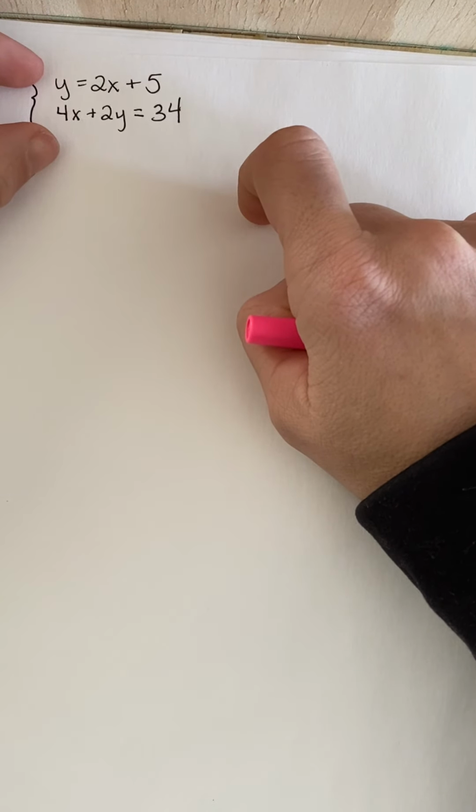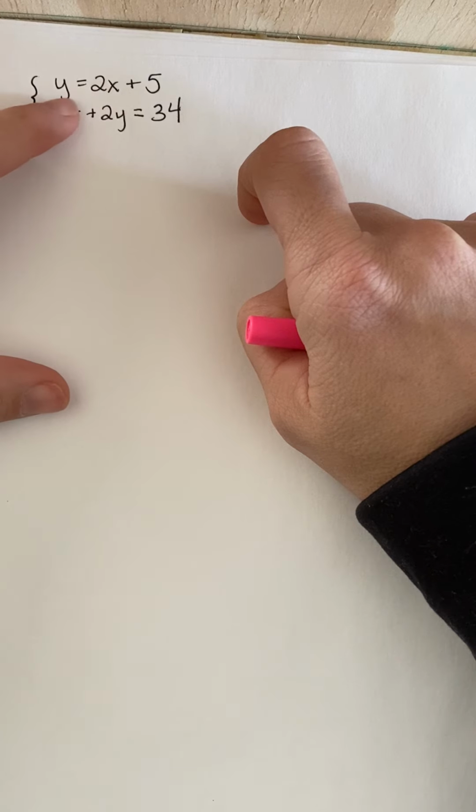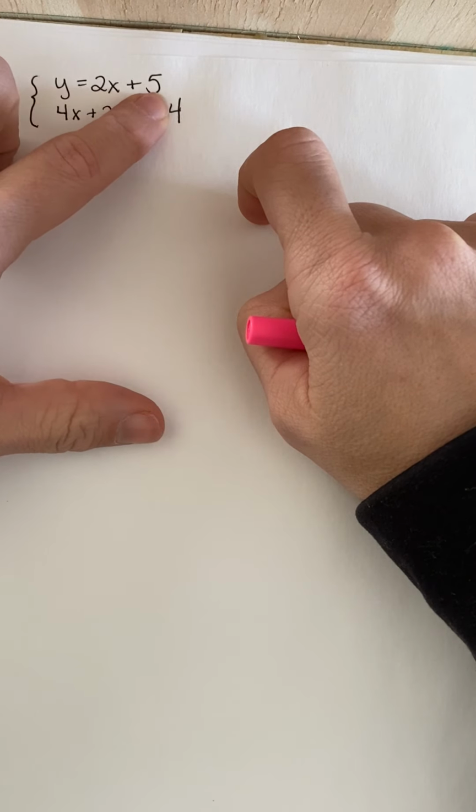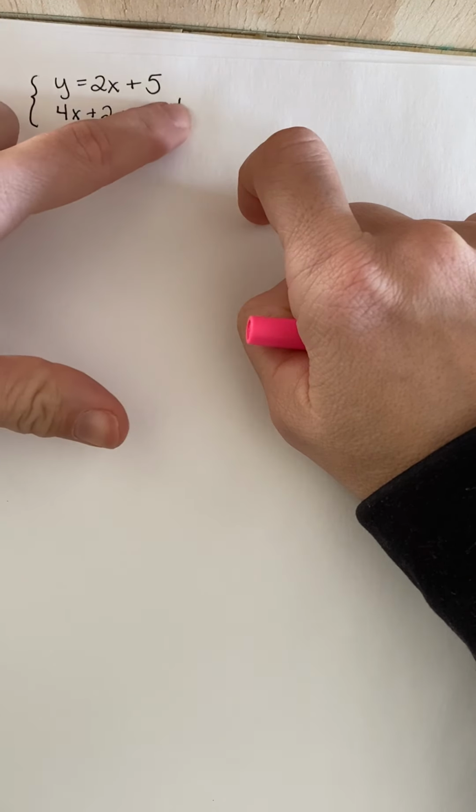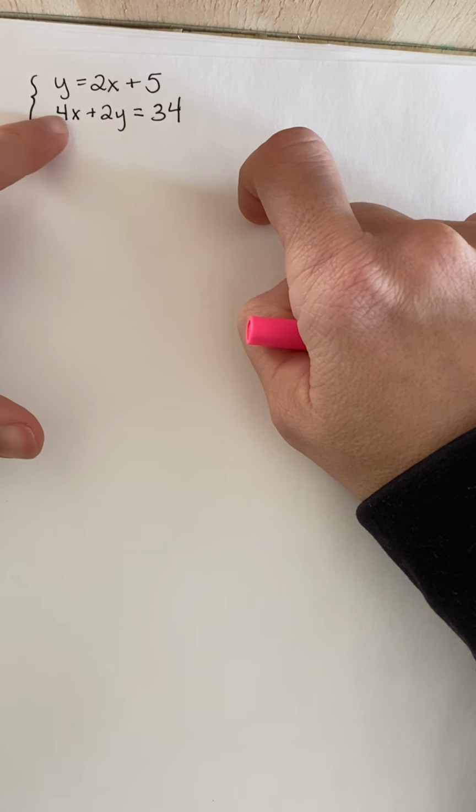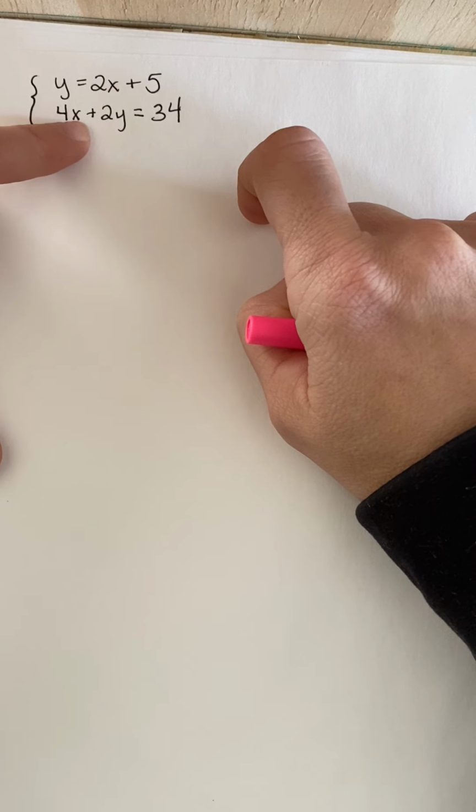This system isn't really set up easily to graph, right? Because I could easily graph this. It has a y-intercept of 5 and a slope of 2, but graphing linear equations that are set up in standard form is kind of a pain for students. I do think it is worth it to teach them how to isolate y, right?